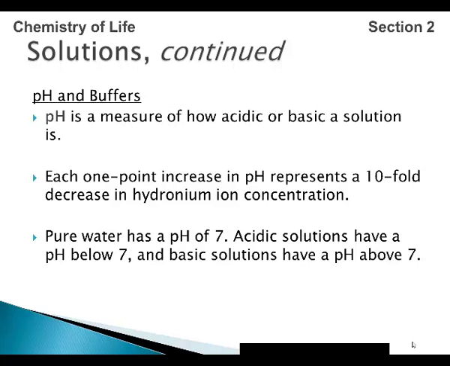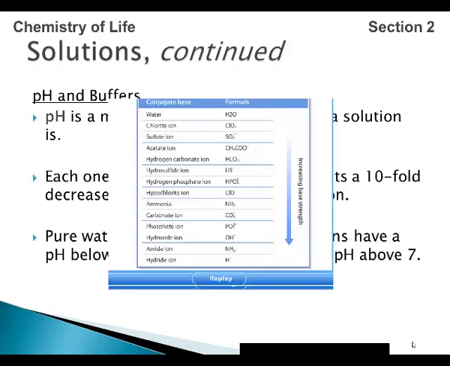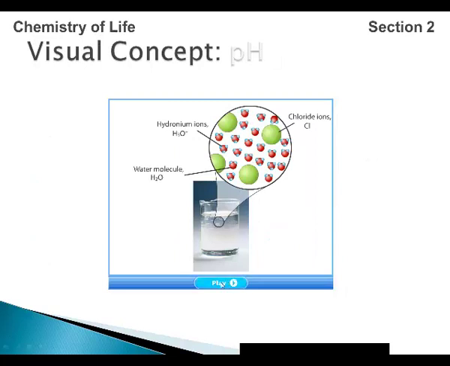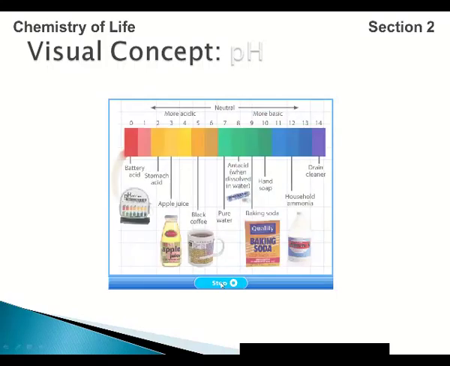Anything on the low end of the scale, 1, 3, 4, 5, 6, those would be acidic solutions. 8, 9, 10, all the way through 14 would be basic solutions. The pH of a solution is related to its hydronium ion concentration. Small differences in pH indicate large differences in hydronium ion concentration.